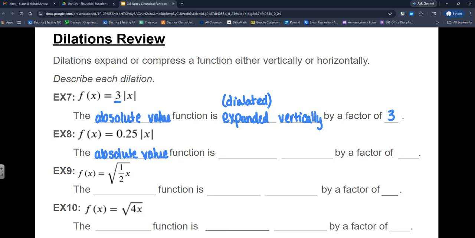But this time, because that number is lower than 1, in between 0 and 1, we are going to say that this is compressed vertically by a factor of 0.25.